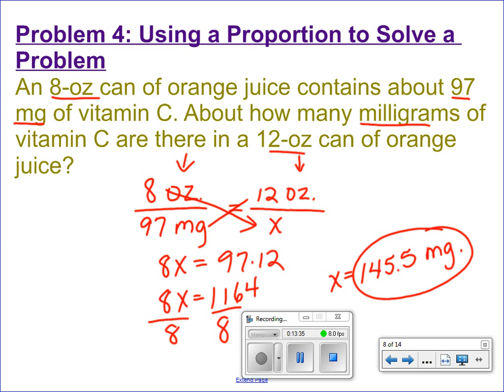All right, and once again, we can substitute that in for our X and make sure that we have equivalent expressions on each side. I'm not going to show that part here.